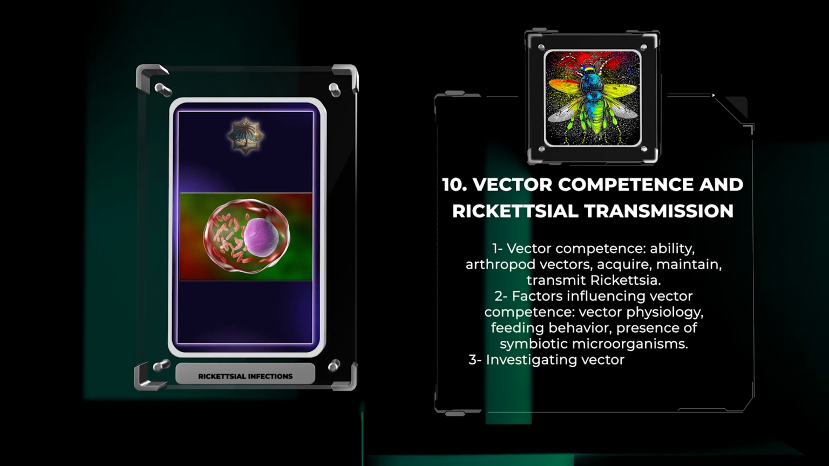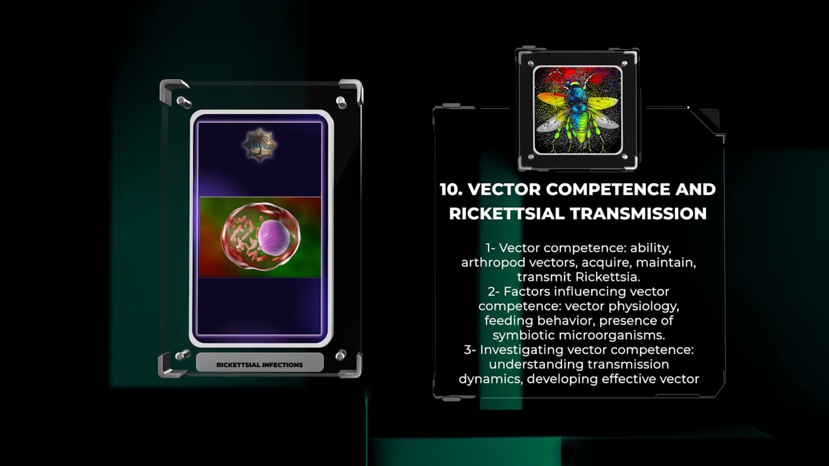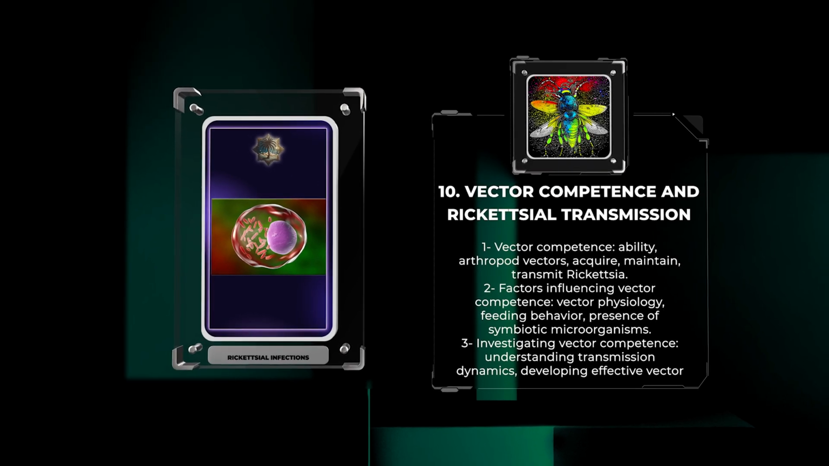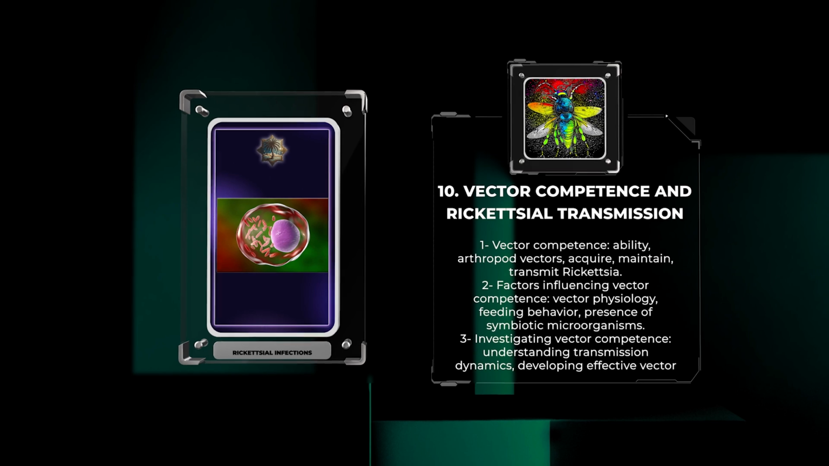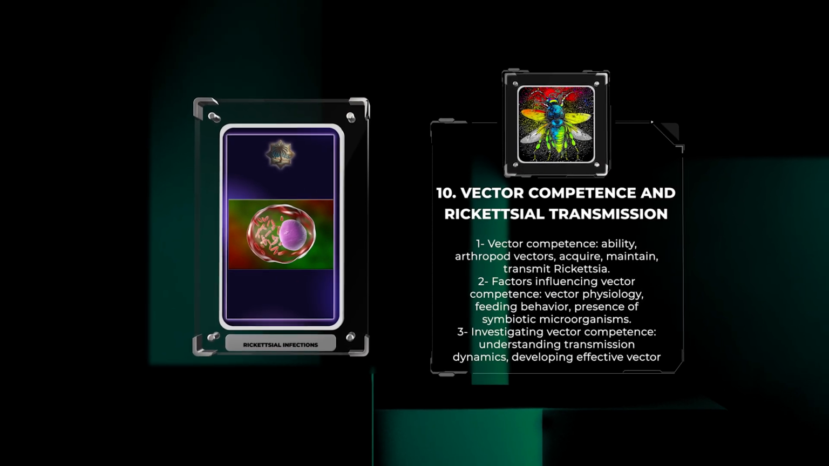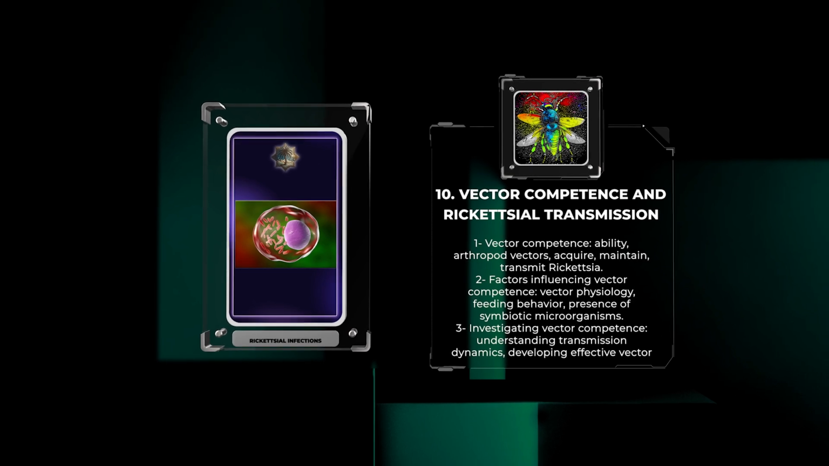Professor, vector competence refers to the ability of arthropod vectors to acquire, maintain, and transmit Rickettsia. Factors influencing vector competence include vector physiology, feeding behavior, and the presence of symbiotic microorganisms within the vector. Investigating vector competence is essential for understanding the transmission dynamics of rickettsial pathogens and developing effective vector control strategies.